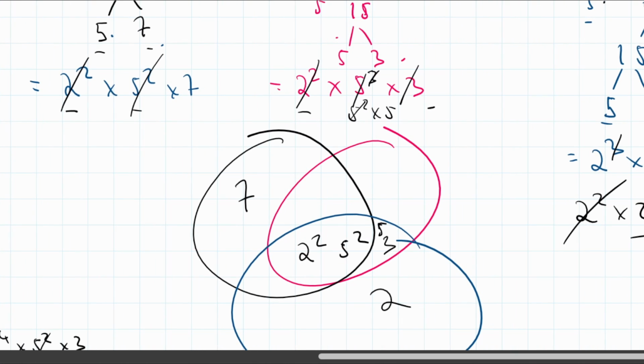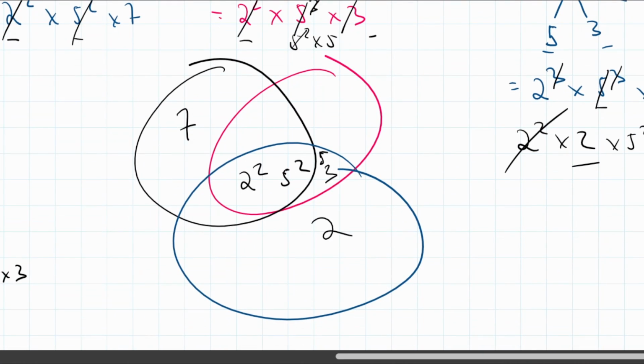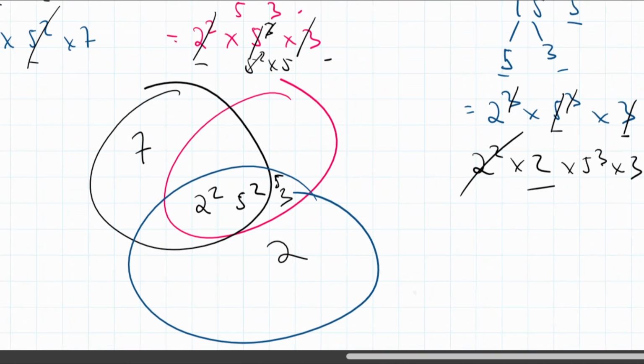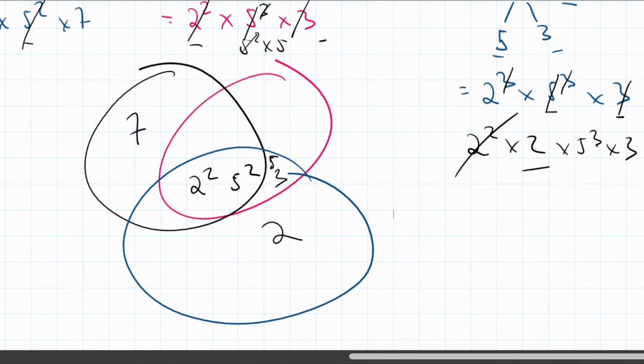Okay, so hopefully that makes sense in terms of how we did that Venn diagram. You just start off with what's common to both, and if it's easier you can write these all out. We just left it in our indices form, but if it makes more sense to write them out, then there's nothing stopping you from doing that.